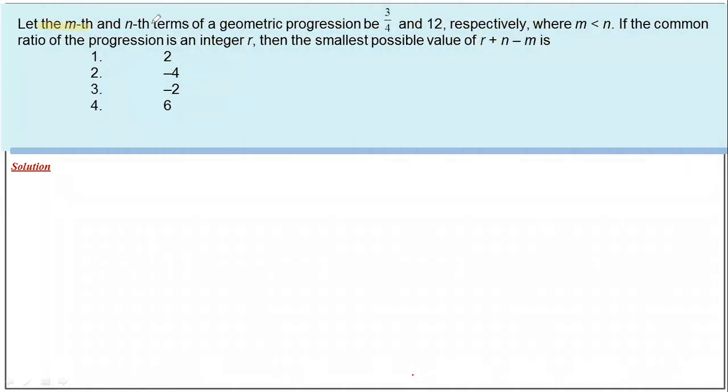Let the mth and nth terms of a GP be 3 by 4 and 12 respectively, where m less than n. If the common ratio of the progression is an integer r, then the smallest possible value of r plus n minus m is which of the following?